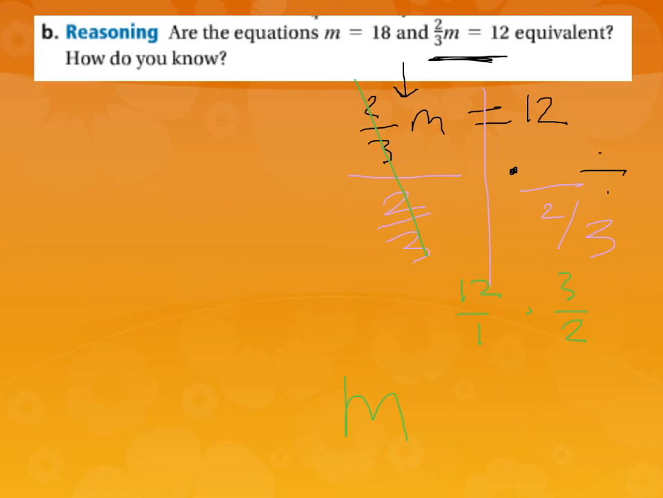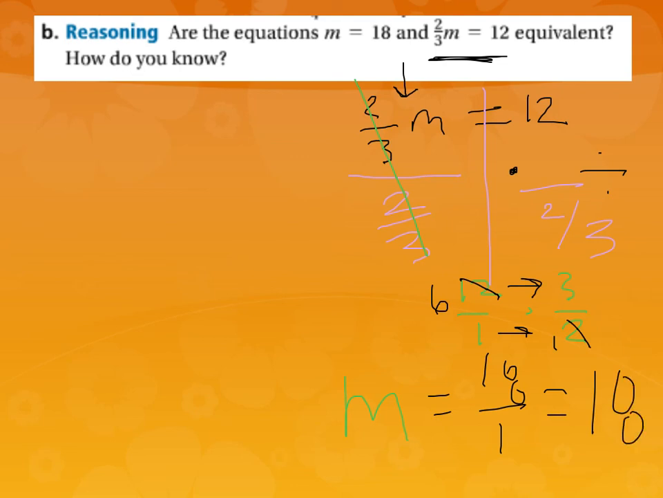I'm going to simplify before I multiply across. 2 and 12 being simplified to 1 and 6. So now I can multiply across. 6 times 3 is equal to 18. 1 times 1 is equal to 1, which is 18.